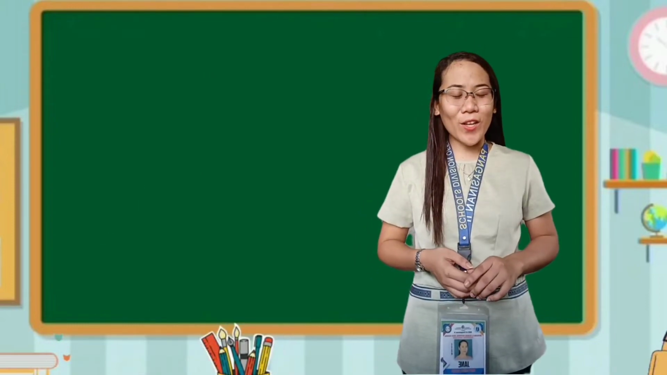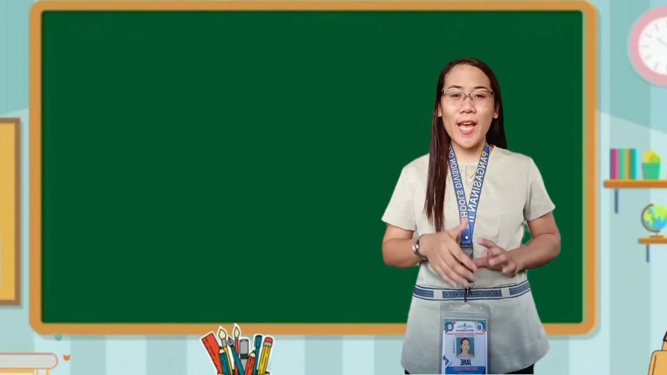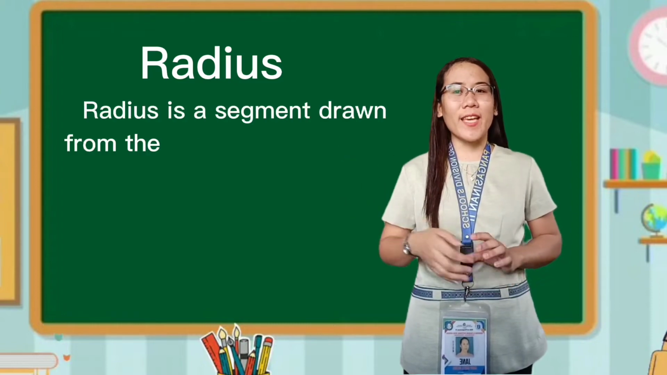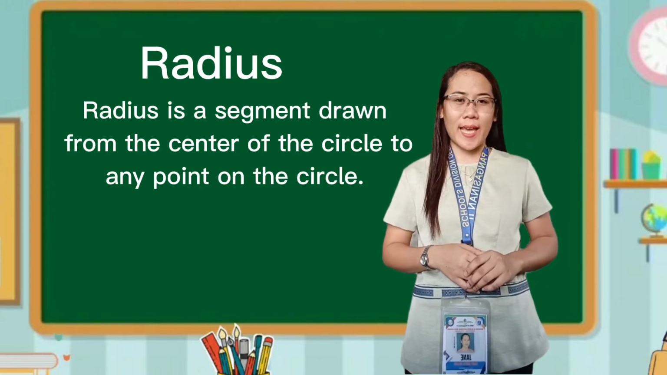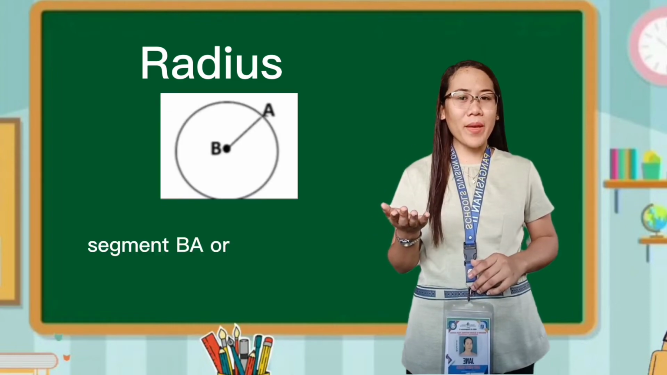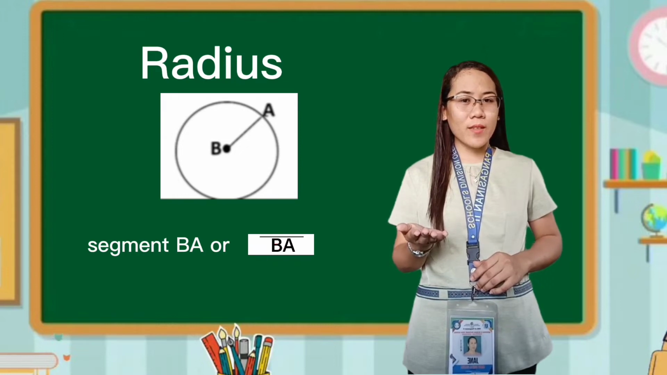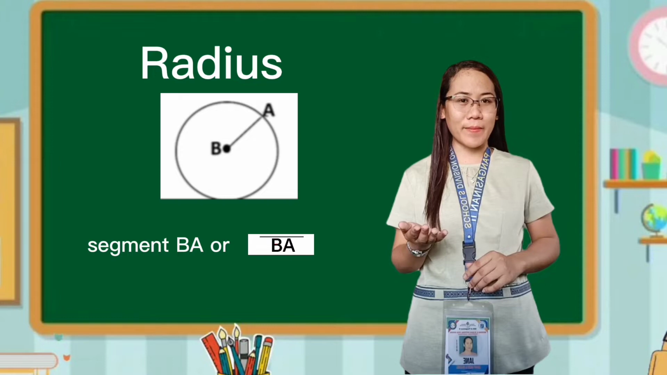Let us take a look on the different terms related to circle. First is the radius. Radius is a segment drawn from the center of the circle to any point on the circle. Example, in this figure, segment BA, or in symbol, line segment BA is the radius of the circle.